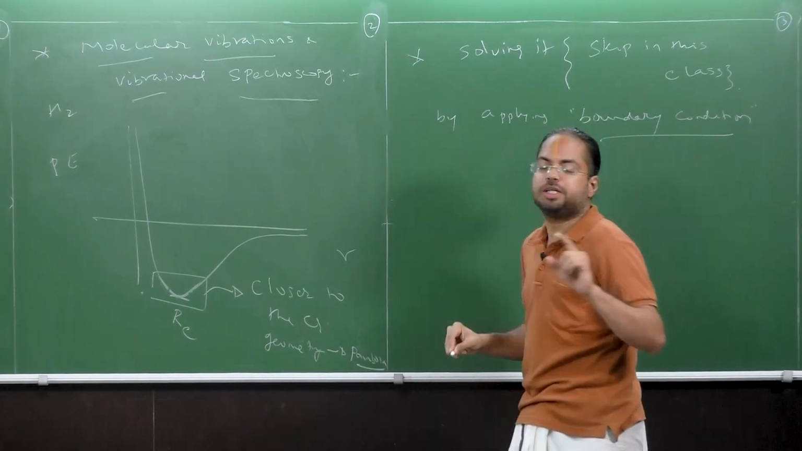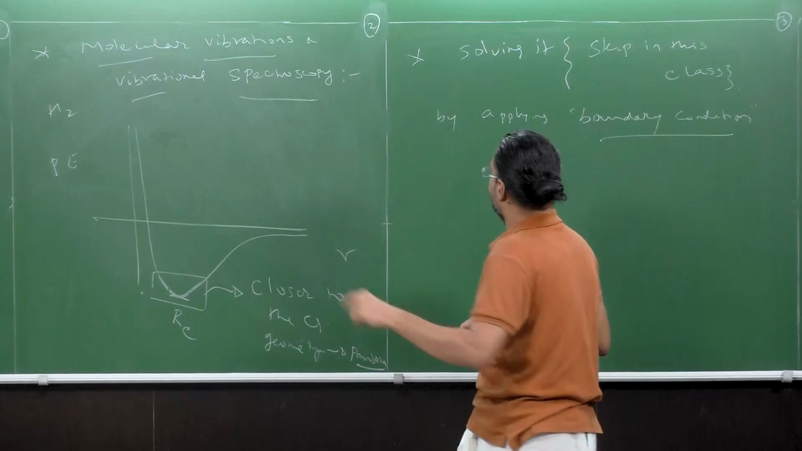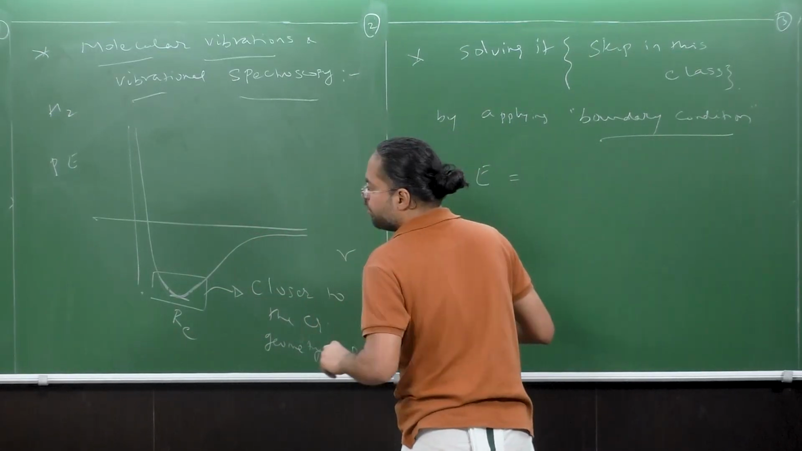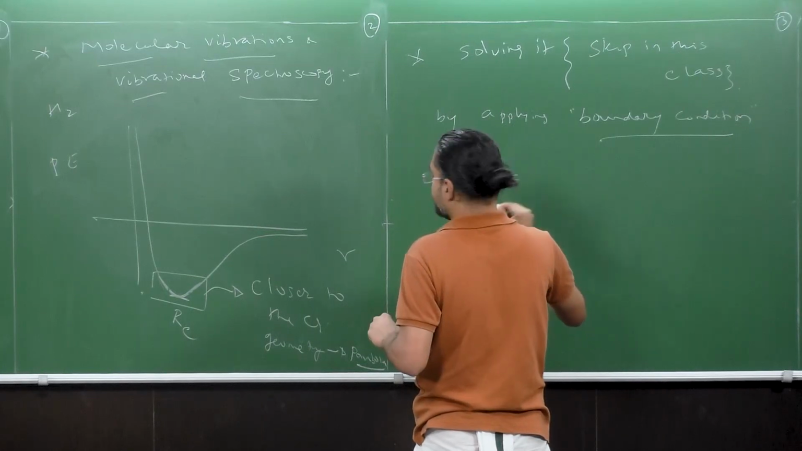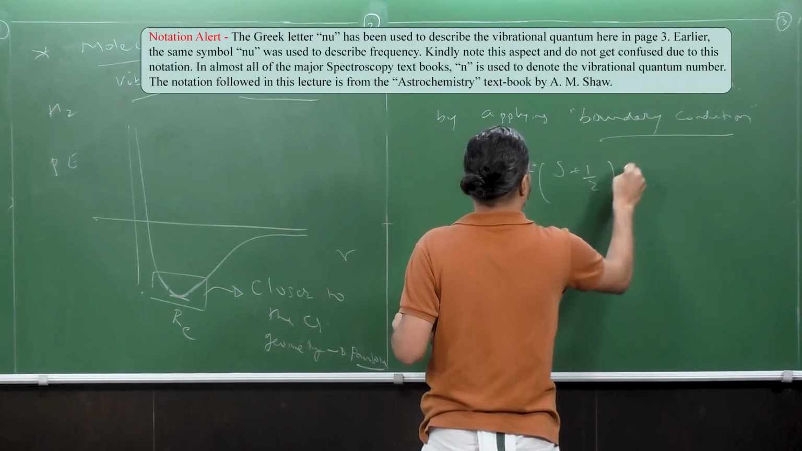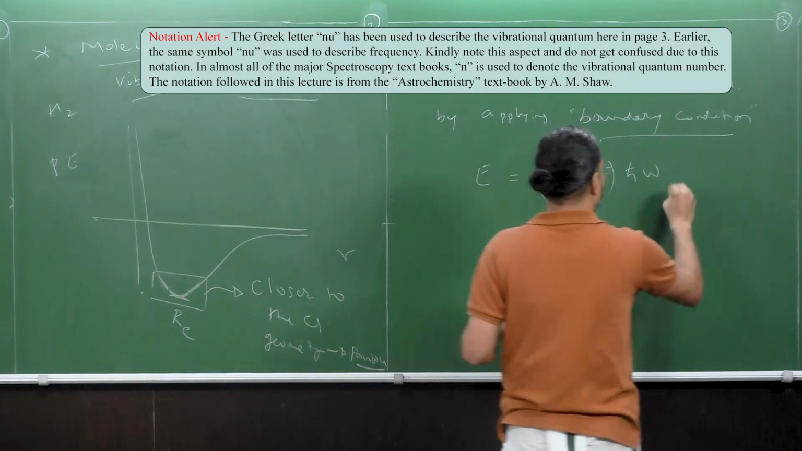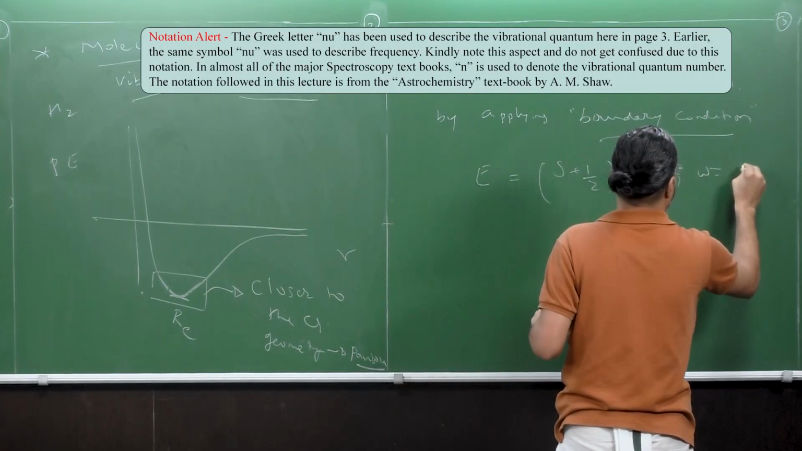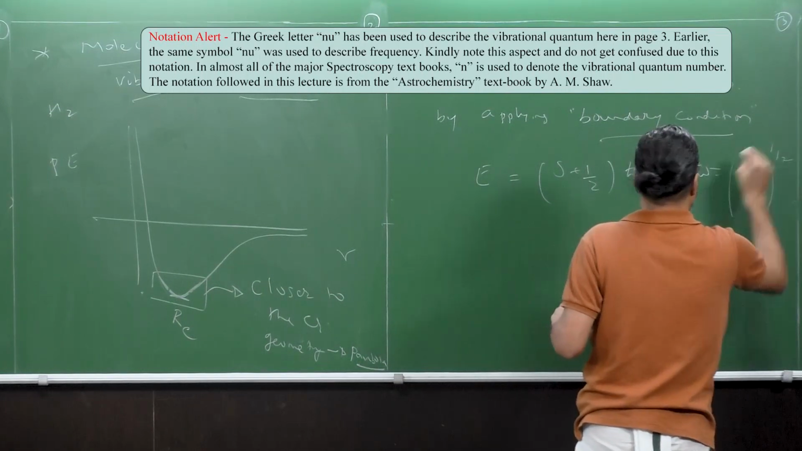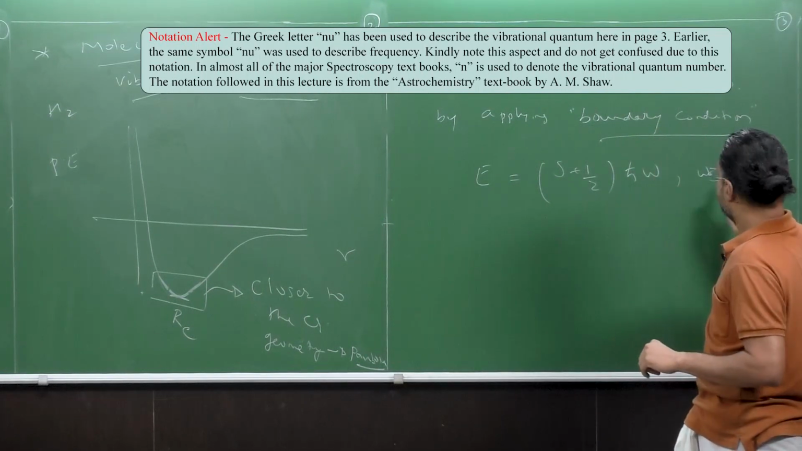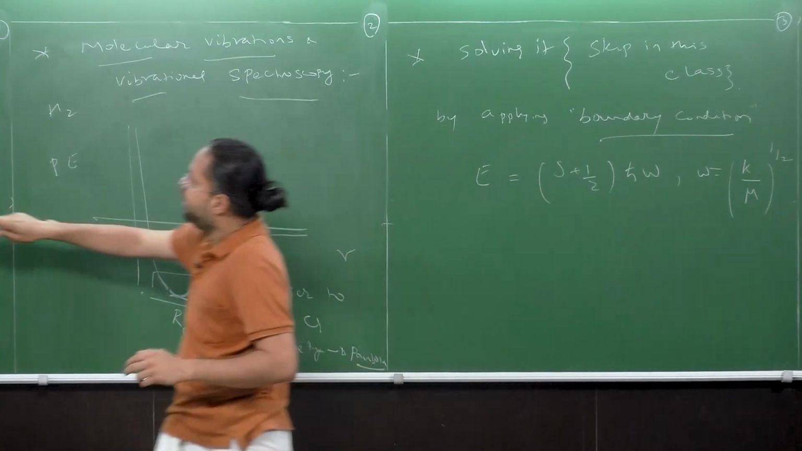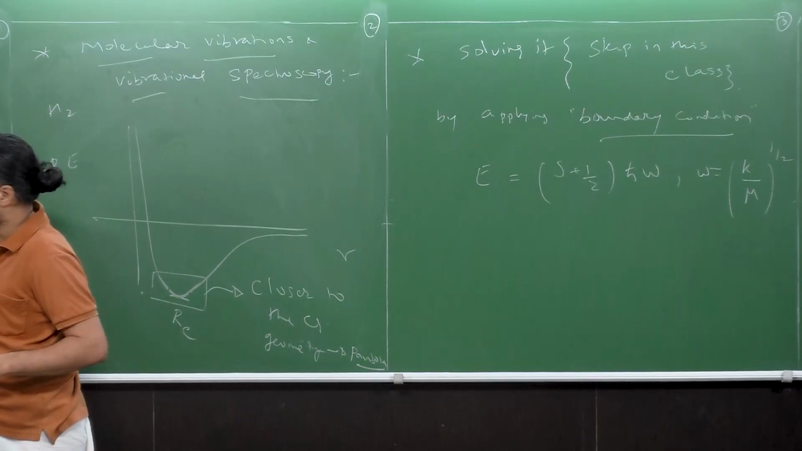Now, what is the boundary condition that we apply? I'll come to that. Okay, we get the expression as E is equal to nu plus 1/2 h bar omega, where omega is the square root of k over mu, where k is the force constant, which is given over here, right? F of x equal to minus kx, right?